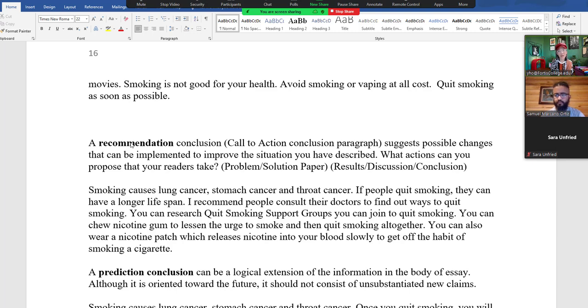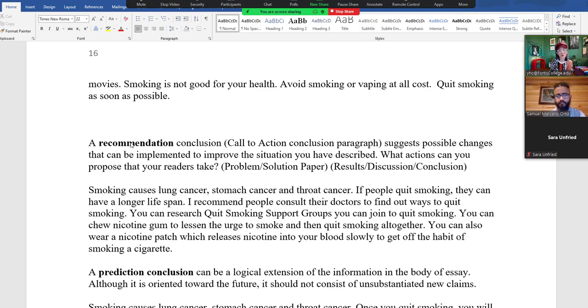So unlike your academic essay, in a business letter or when you do an oral presentation, we want to write a recommendation conclusion. That is called a call to action conclusion paragraph, where you tell the reader what to actively do to solve the problem. You want to suggest possible changes that can be implemented to improve the situation. So what actions can you propose that your readers take to solve the problem?